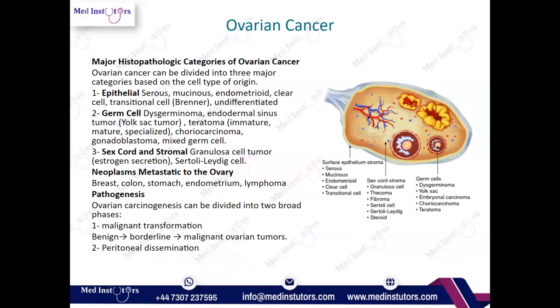The second category we have is the germ cell tumors, and the main example is dysgerminoma. So here is what you were talking about, oocyte and oogonia. The dysgerminomas are classical tumors which arise from the oocyte or oogonia.